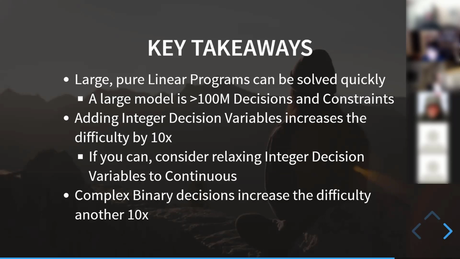When you start adding complex binary decisions and complex business logic, difficulty goes up by about another 10x, right? So you can still solve very large problems, but it might have to churn a little bit longer. So again, as a practitioner, do I need to reach all the way in right off the bat, or can I start with a relaxation and build up the complexity?